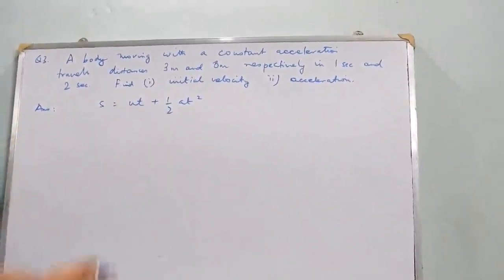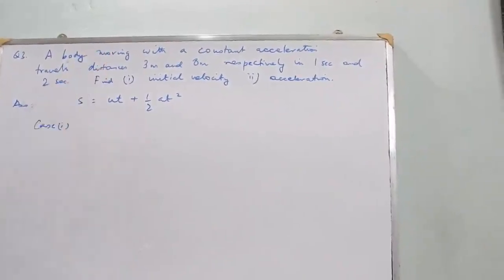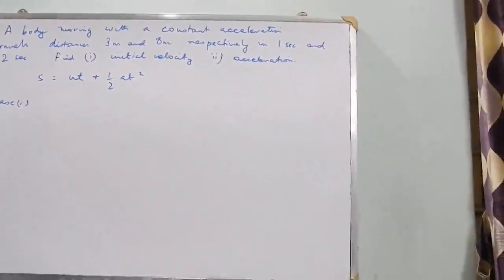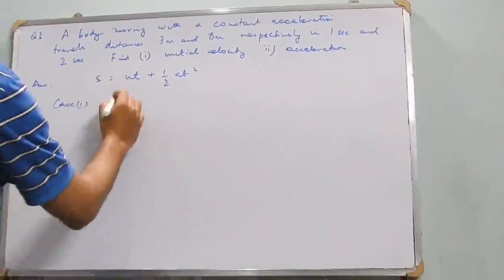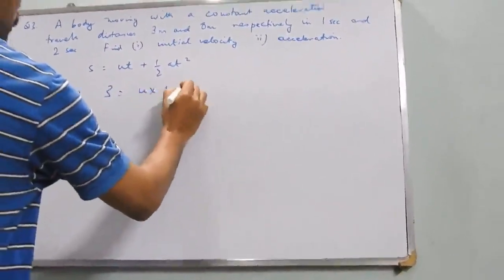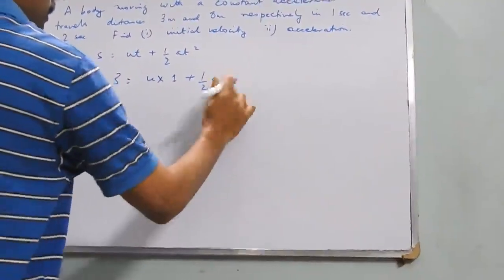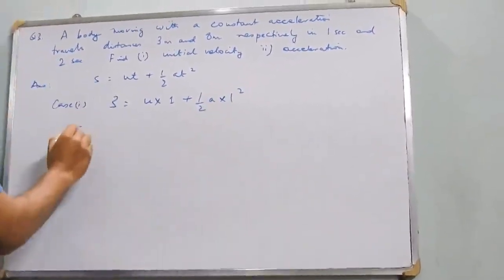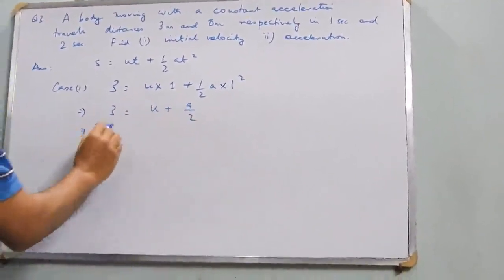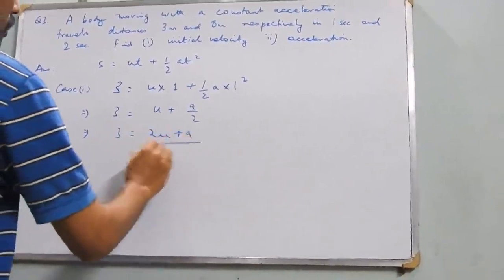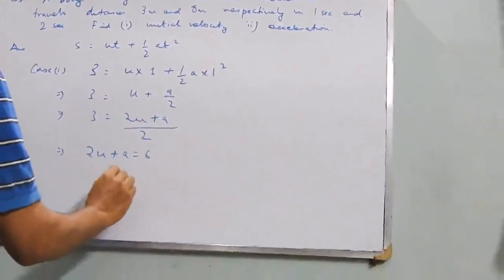So from the first part of the question, that is, it is travelling with constant acceleration 3 meter in 1 second. So therefore instead of S we will write 3, instead of t we will write 1, and the other quantities are just variables. So with 1 square, this is 3 equal to u plus a by 2. If you take LCM, that is 2u plus a by 2, or you can say 2u plus a equal to 6. This is your first equation.